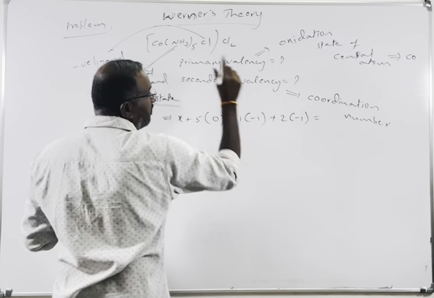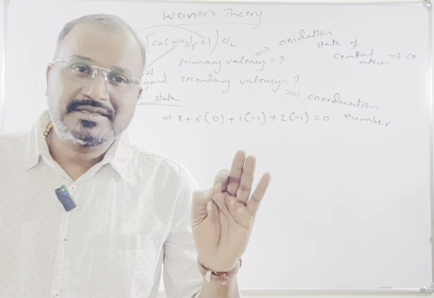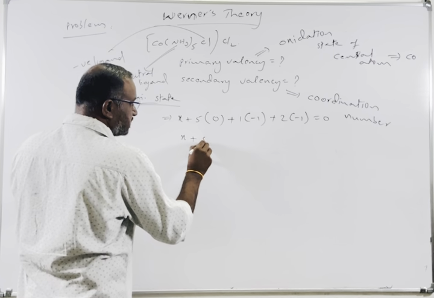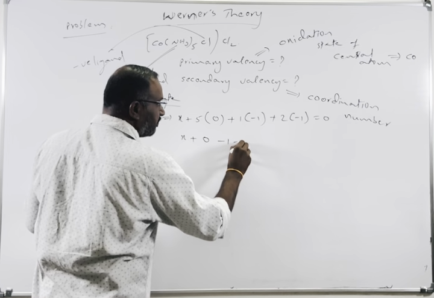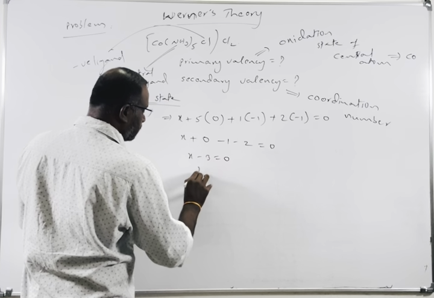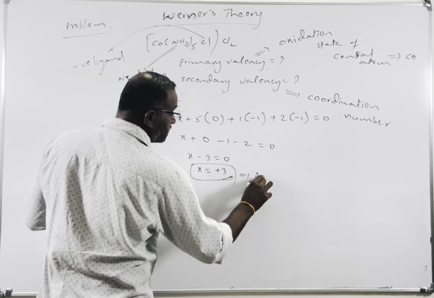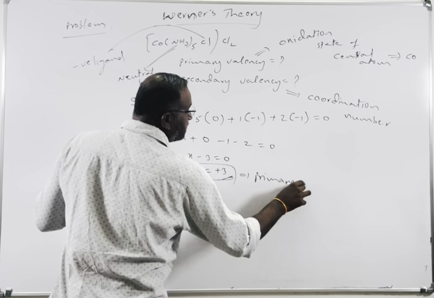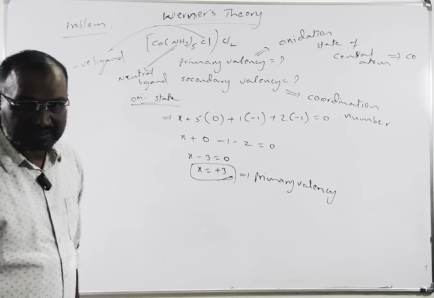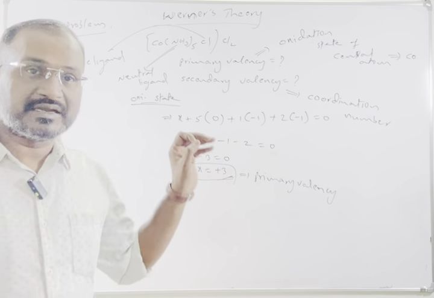The total charge of this complex is 0. I am taking it like this. This is the way to calculate oxidation state. So let me write X plus 0 minus 1 minus 2 equal to 0. That is X minus 3 equal to 0, so X equals plus 3. This is the oxidation state as well as the primary valency of this complex. Plus 3 is the primary valency of this complex.